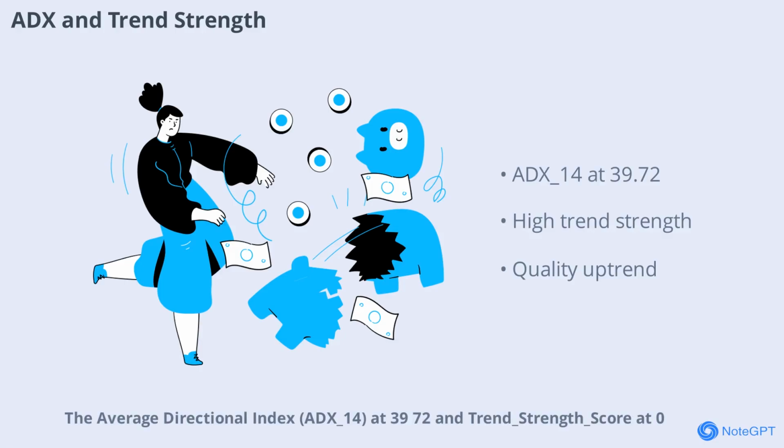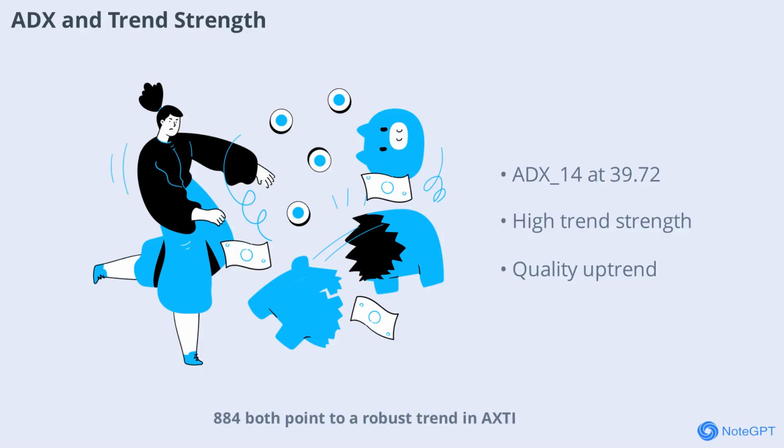Average Directional Index, ADX14 at 39.72, and Trend Strength Score at 0.884 both point to a robust trend in AXTI. An ADX above 25 is generally considered strong, and here it's well above that threshold. This, combined with the High Trend Quality Index of 83.65, suggests the current uptrend is not only strong but also of high quality, giving traders more confidence in the prevailing direction.